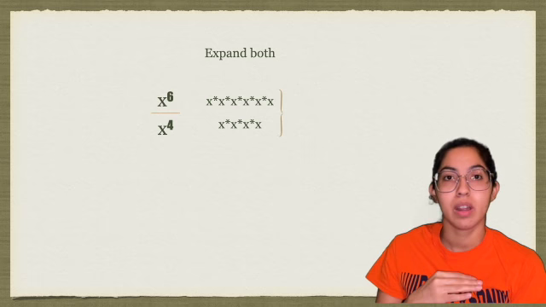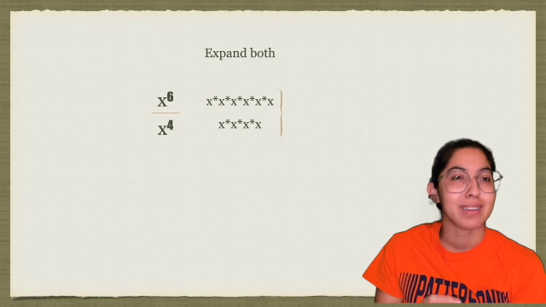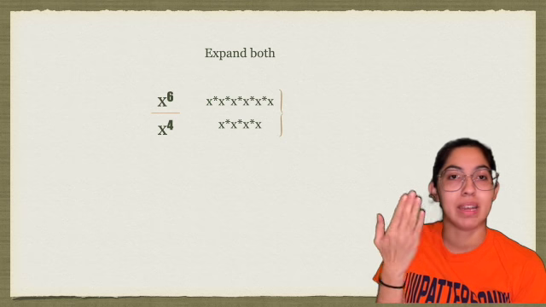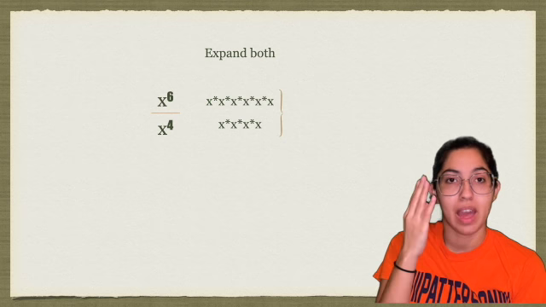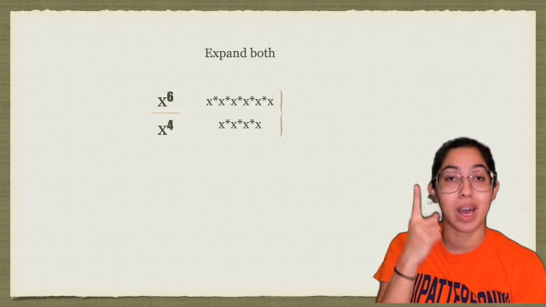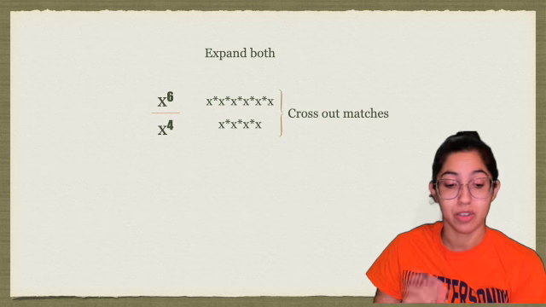And now this is where you have to remember your arithmetic rules. What am I actually doing? Any number divided by itself is 1. So that's what I'm doing. So I'm going to cross out matches. Those would be 1. So cross out matches.